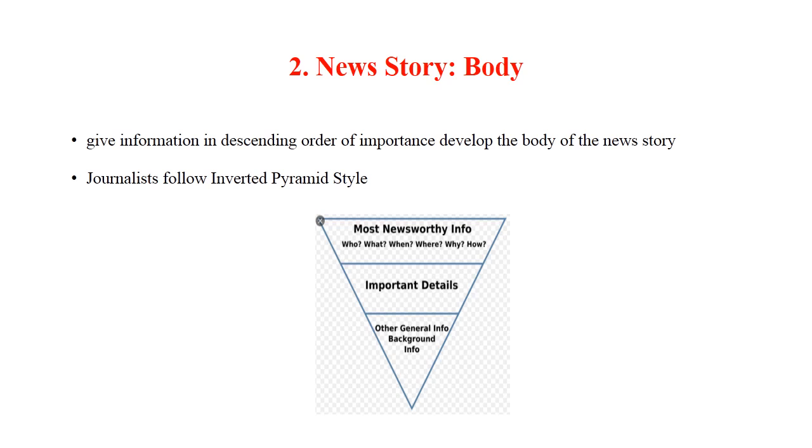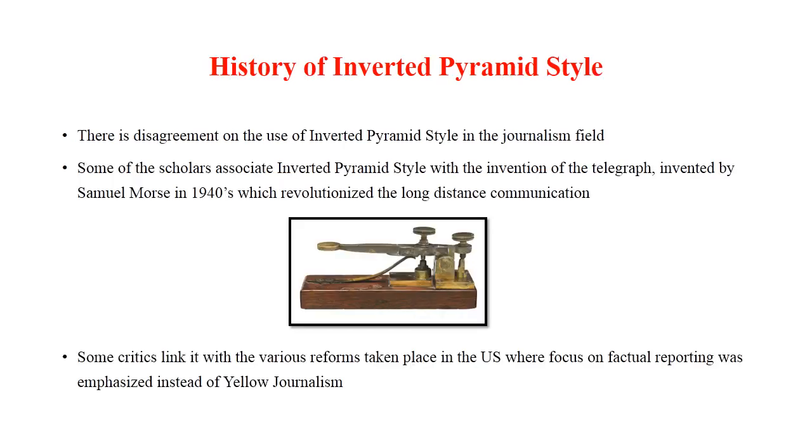The answer to this question is very simple: it is because of experience. When you work in the field of journalism, you will come to know which information is important and which information is least important. If you are sitting in the classroom or in the office and not working in the field, you may not know it until you go out into the field and file the story, write the story. Then you will know which information is important and which one is least important. Okay, the history of the inverted pyramid style.